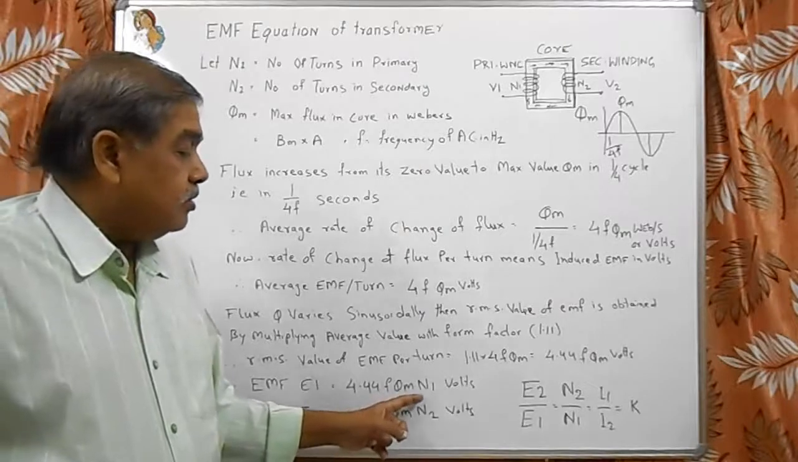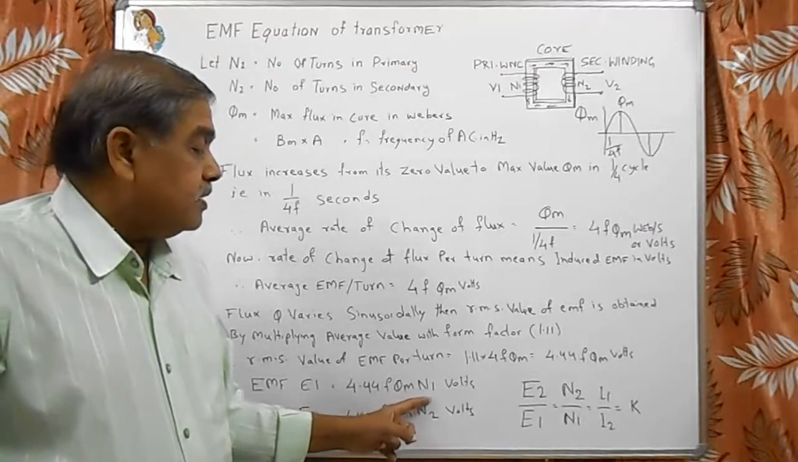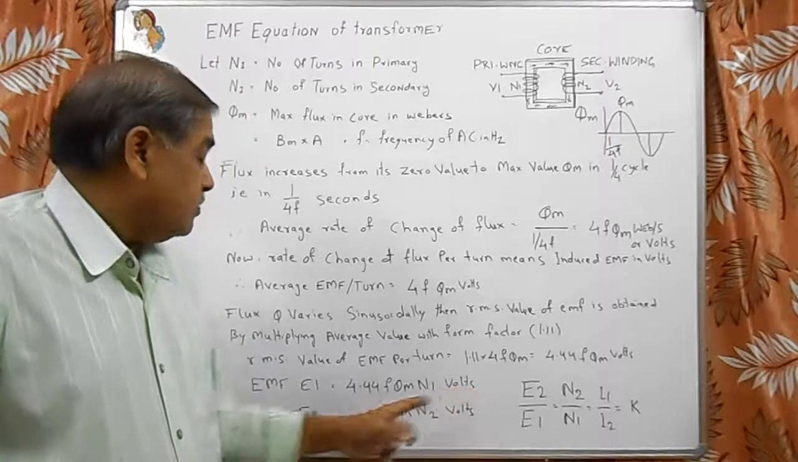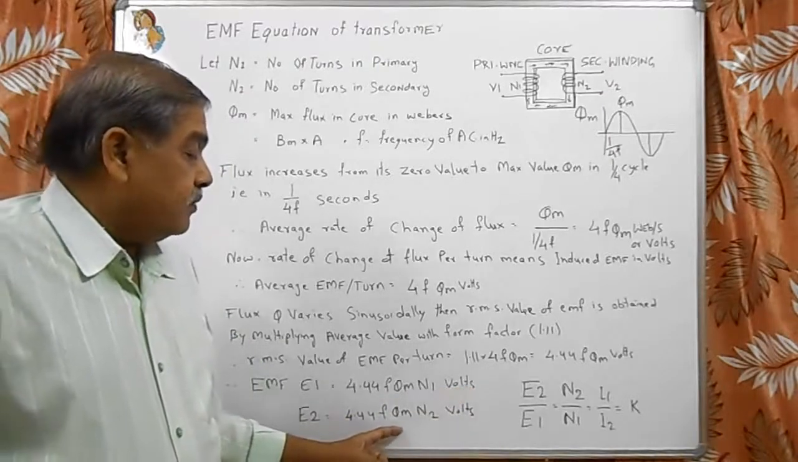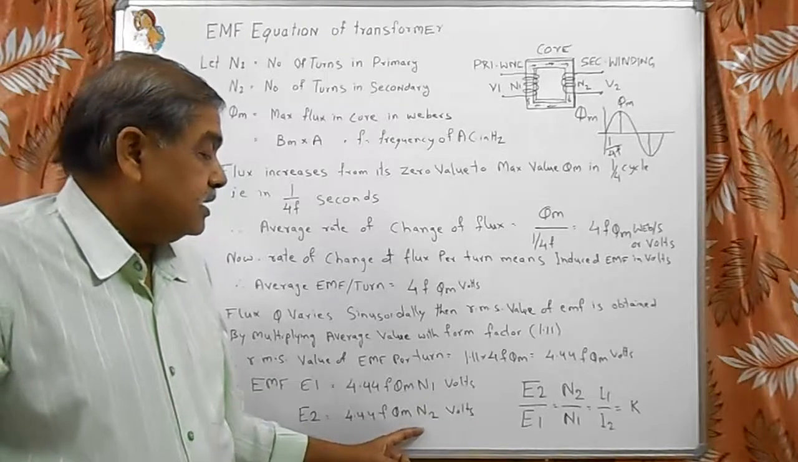In this way, the EMF induced in the primary winding E1 is equal to 4.44 F phi max into the number of turns N1 of the primary winding, in volts. Similarly E2 is equal to 4.44 F phi max into the number of turns in the secondary winding N2 volts.